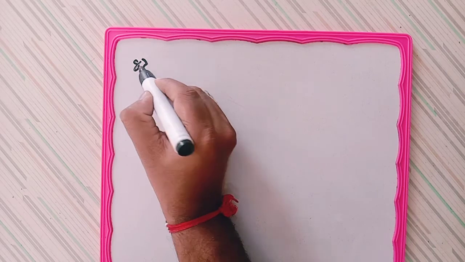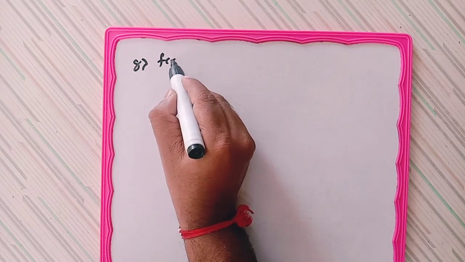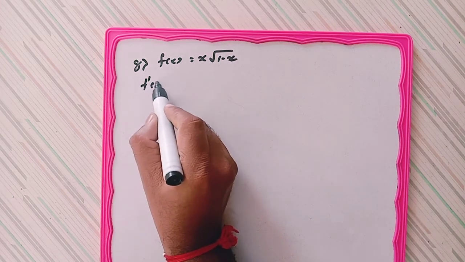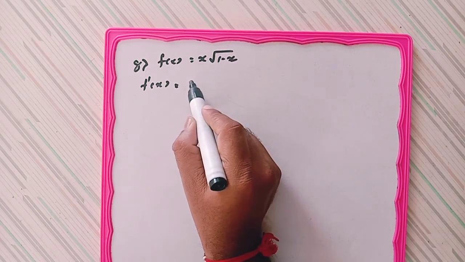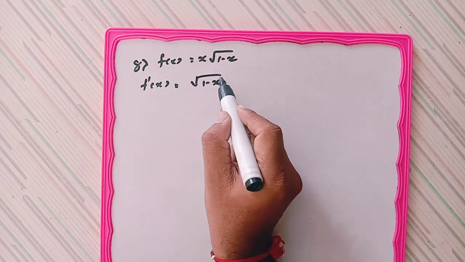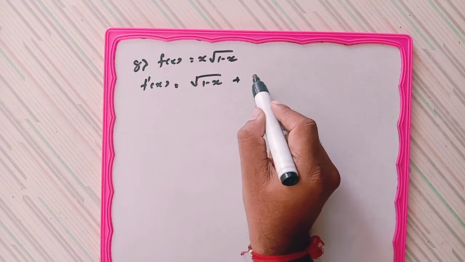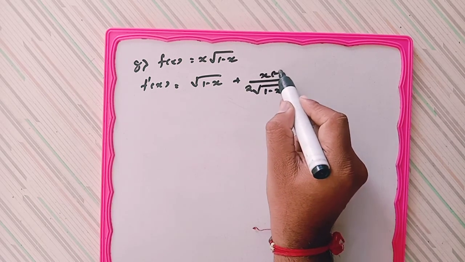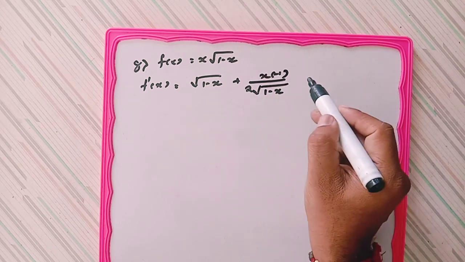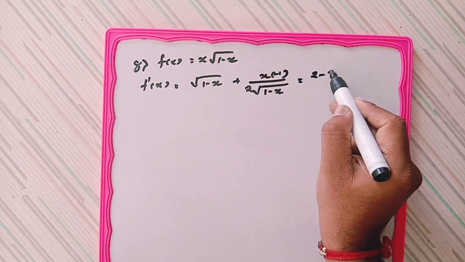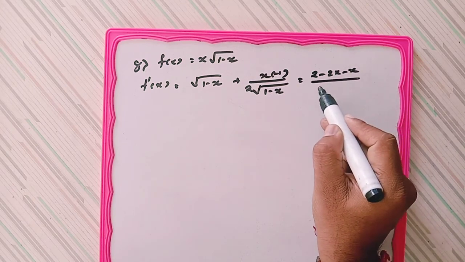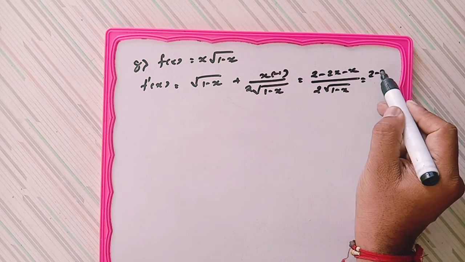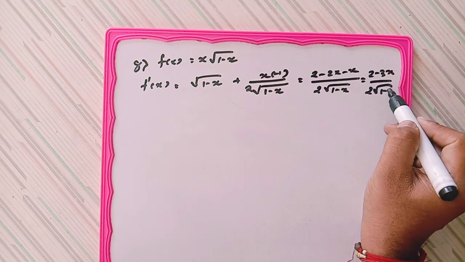Eighth question, we have fx equals to x under root 1 minus x. So f dash x we will calculate, then it is under root 1 minus x as it is, x in differentiation 1 plus x as it is, under root 2 under root 1 minus x into minus 1. So we simplify, and 2 minus 2x minus x by 2 under root 1 minus x, so which is 2 minus 3x by 2 under root 1 minus x.